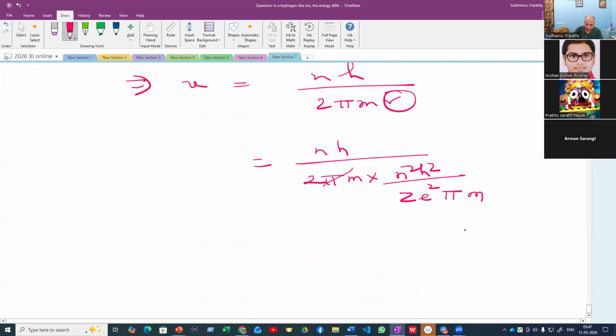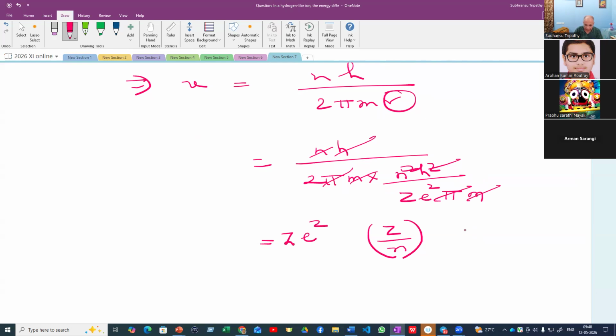So here pi cancels, one Z cancels, one h cancels. We are left with Z by n, as one n cancels. So this is the variable term that remains, and the constant term: one Z goes up, e square remains, and in the denominator we are left with h. Everything else is gone. So this is the constant value. Let me check.